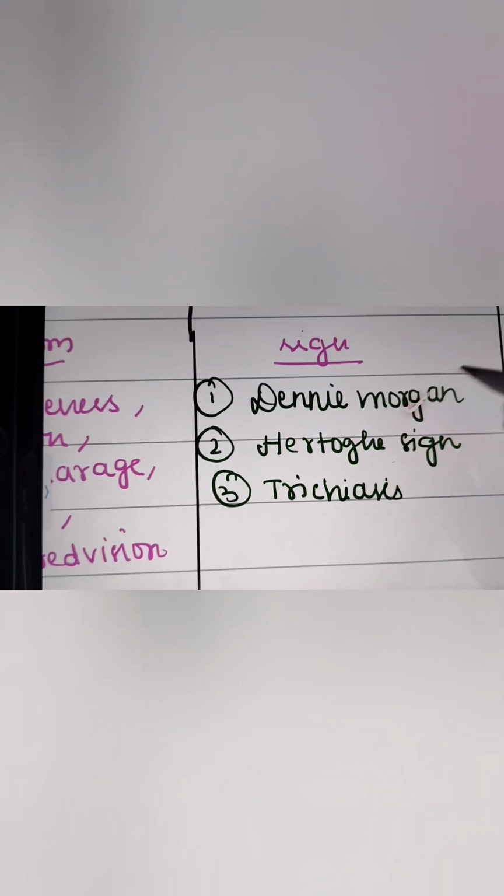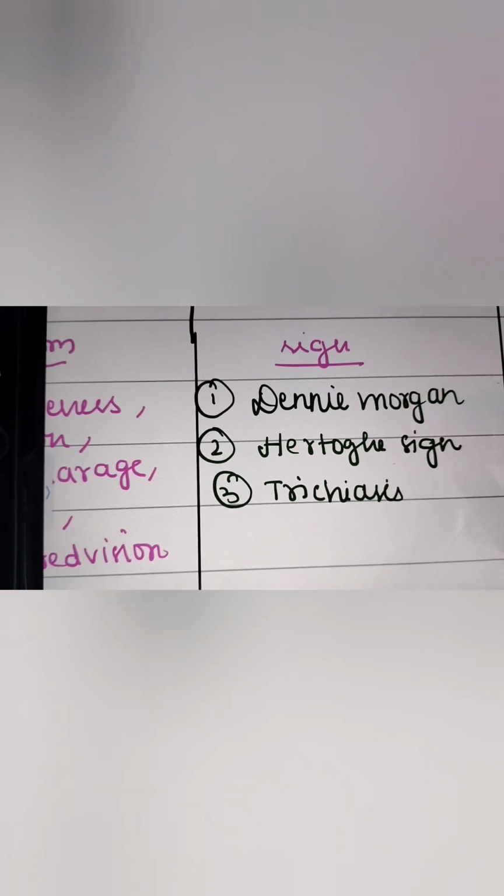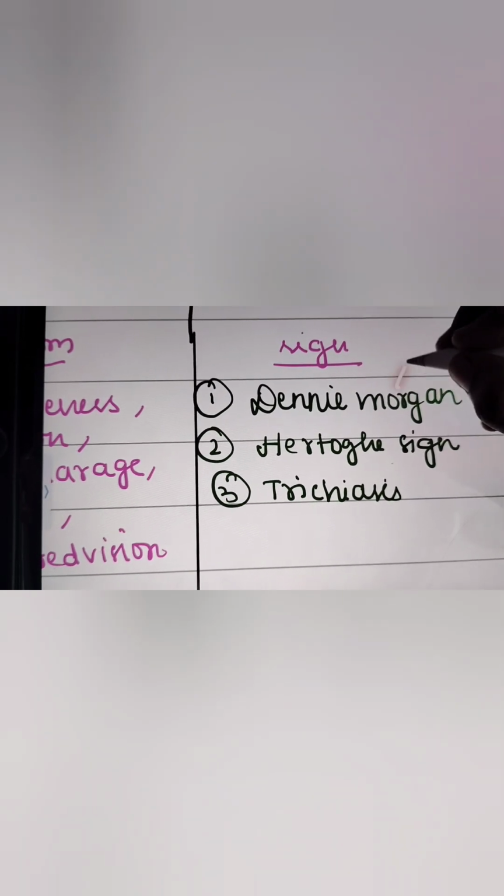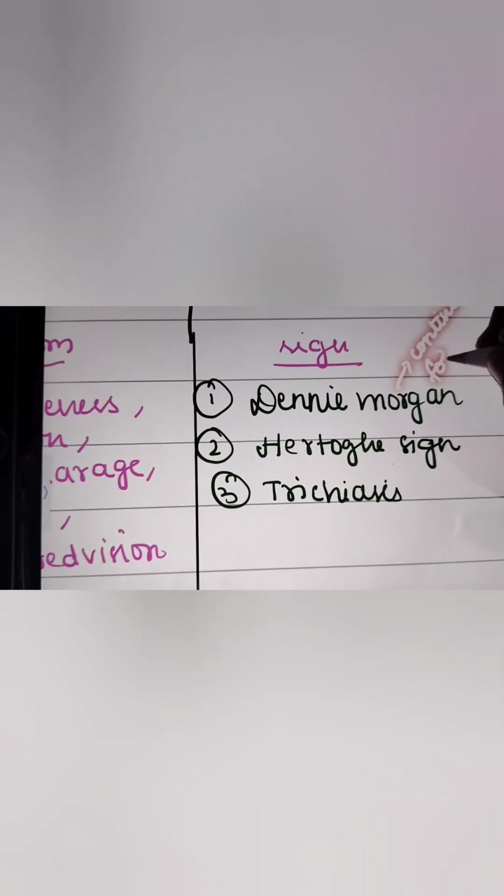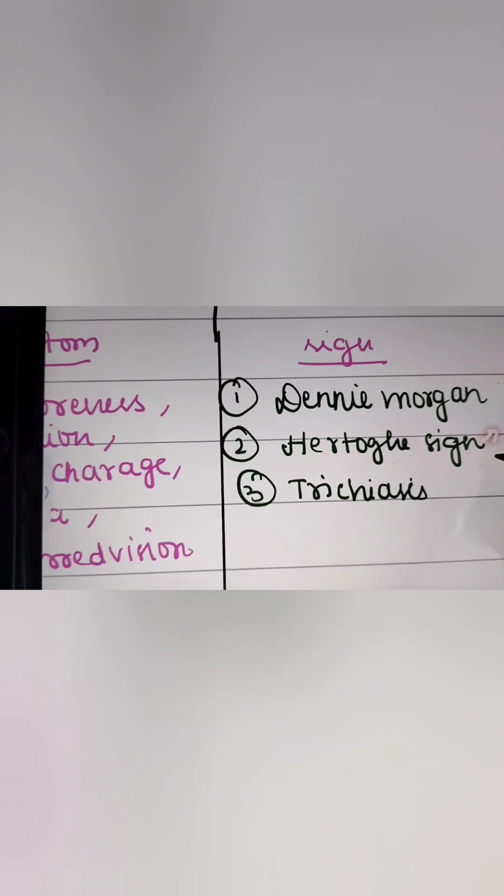If you see the signs, we will be having the Dennie-Morgan sign. We already saw what is Dennie-Morgan sign. It is the continuous fold below the eye. Okay. And what is Hertoghe sign? Hertoghe sign is the absence of the lateral part of the eyebrow. Okay.